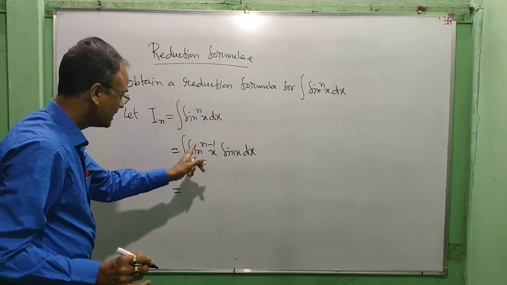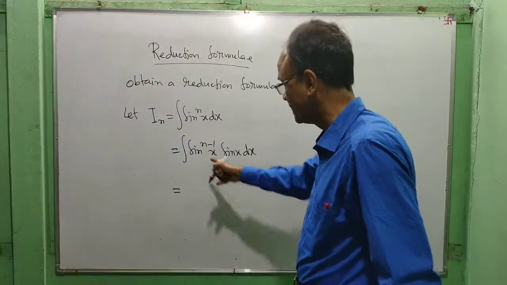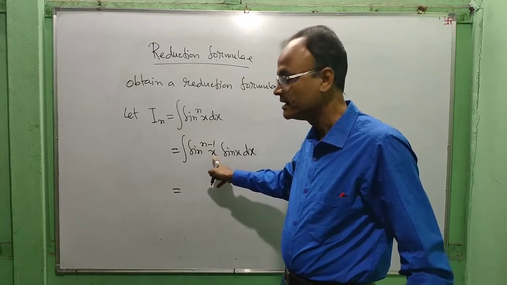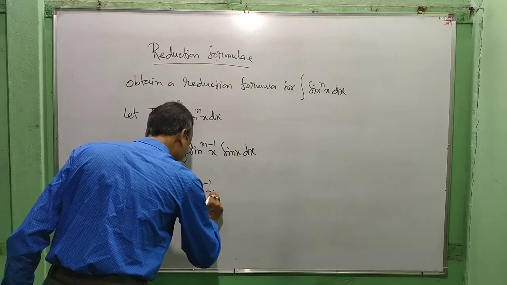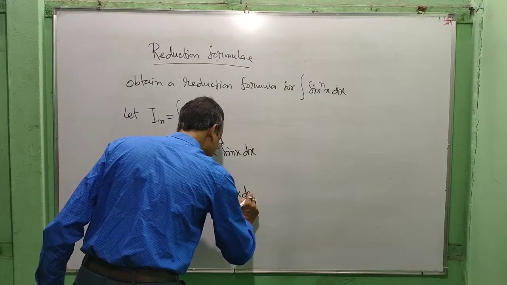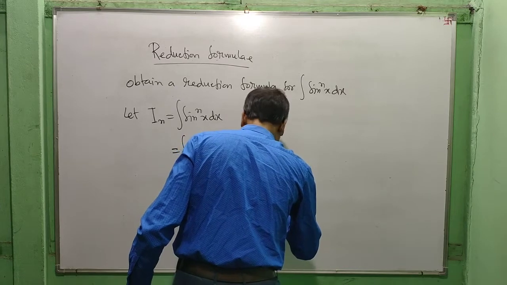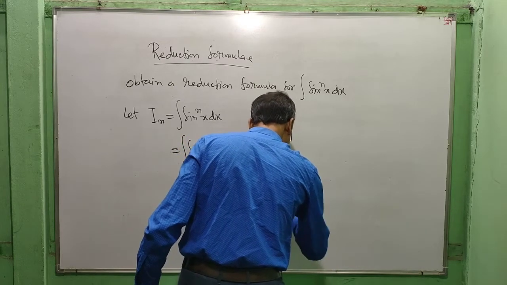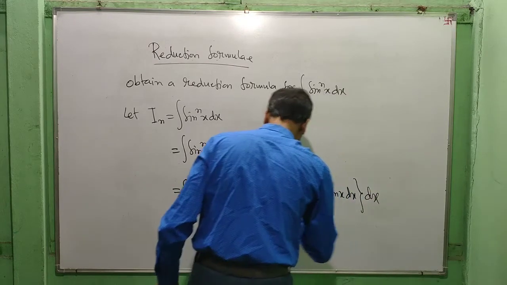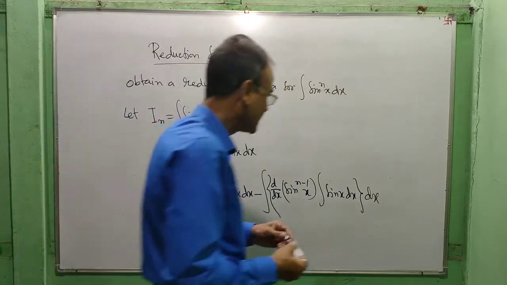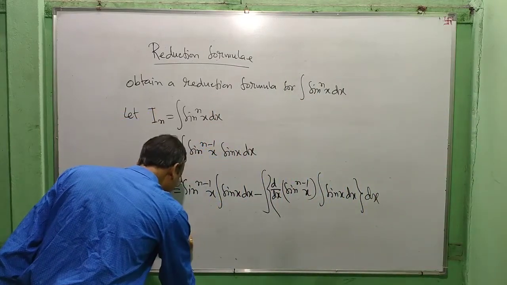Now we shall apply the method of integration by parts, taking sin^(n-1) x as the first function and sin x as the second function. First function into integration of the second function, minus the integral of the differentiation of the first function into the integration of the second function.